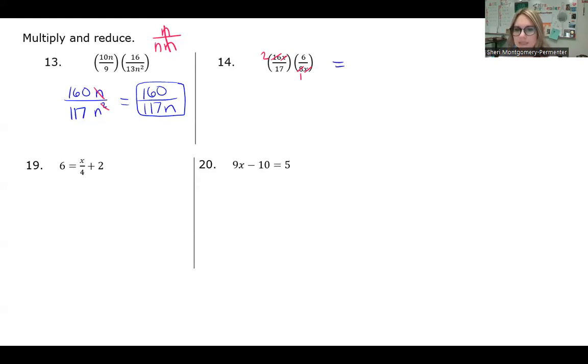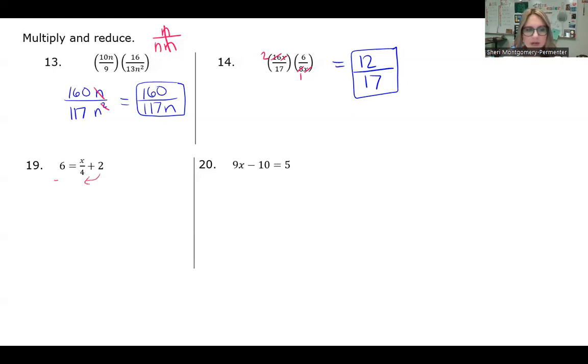2 times 6 is 12, and then it's 17 times 1. And that's it. And that's how you do the whole top section. The bottom section is all solving. So the bottom section, question 19, my goal is to get the fraction by itself.